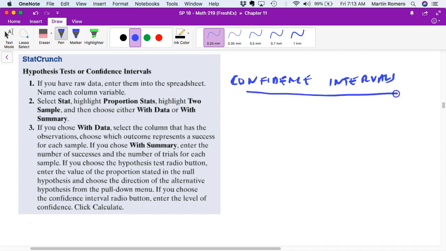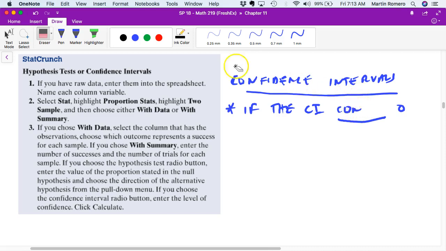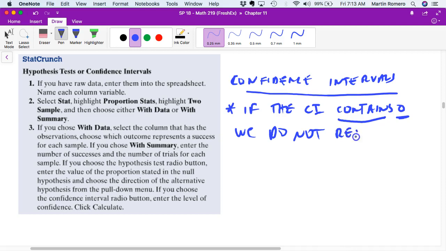For confidence intervals, we have to make a note of this here. If the CI contains 0, there's the word contains, if it contains 0, we do not reject.